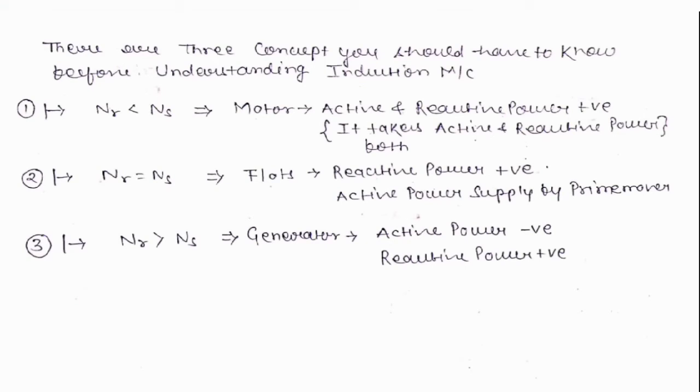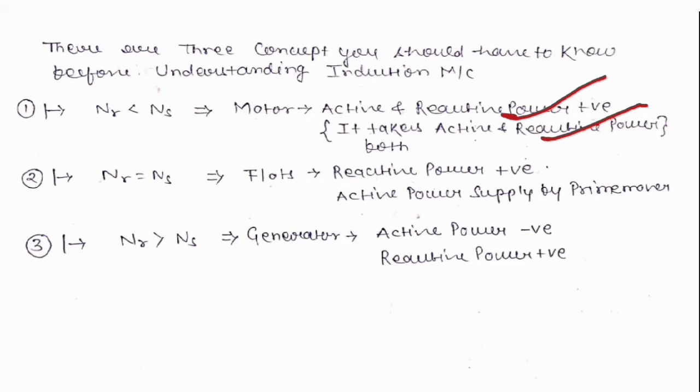Okay, so now there are three concepts you should know before understanding the induction machine. First one is NR smaller than NS, second one is NR equal to NS, and third one is NR, that is the rotor speed, greater than synchronous speed. Okay, NR should be less than NS in case of the motor. That means active and reactive power both are positive, that means it takes both active and reactive power.